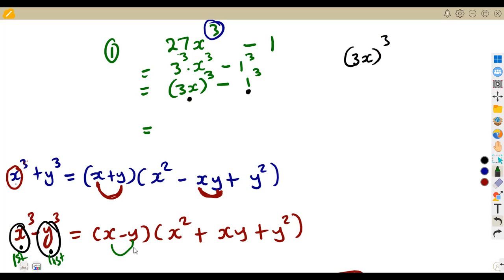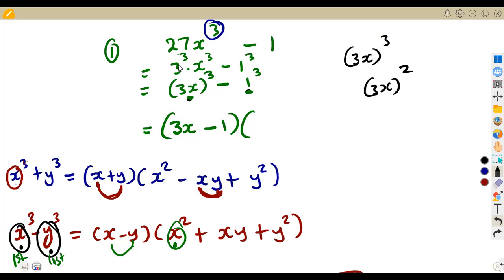So it's simply the first term minus the last term. So it's going to be 3x minus the last term, which is 1. All right, we have to square: x squared plus xy plus y squared means we're going to have the first term to the exponent of 2, and our first term is 3x. So it's going to be 3x to the exponent of 2.